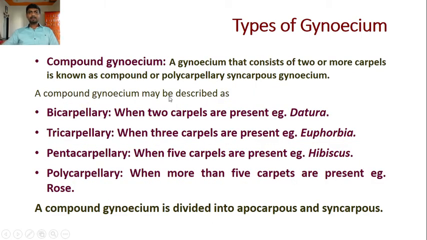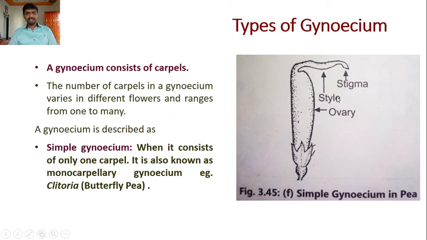Next, this is the compound gynoecium. A gynoecium that consists of 2 or more carpels is known as compound or polycarpellary syncarpous gynoecium. So when the gynoecium consists of a single carpel, only one carpel, it is known as monocarpellary gynoecium or simple gynoecium. Simple because it possesses only one carpel, because of which it is monocarpellary.